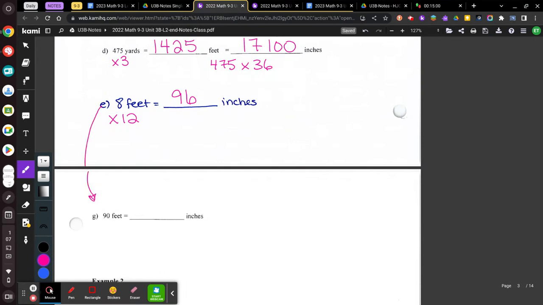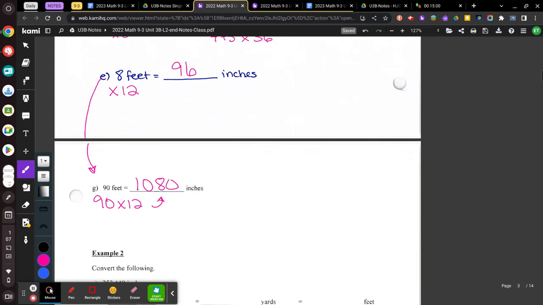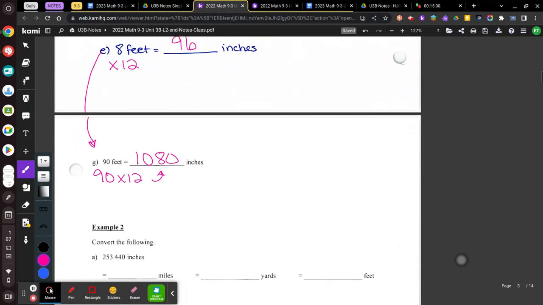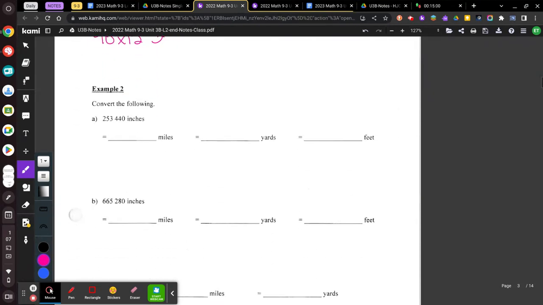Okay, the next one again, feet to inches. So for feet to inches, we are timesing by 12. And that gives us the answer of 1,080. All right, now we're going to go backwards. Now we're going to be dividing. So now we're starting with a small unit and we got to go to a big unit. This one is the opposite.